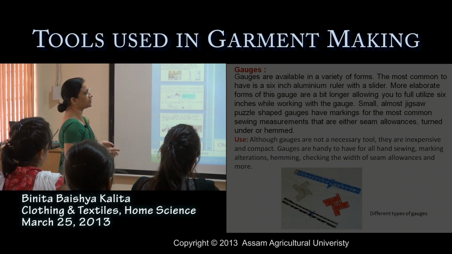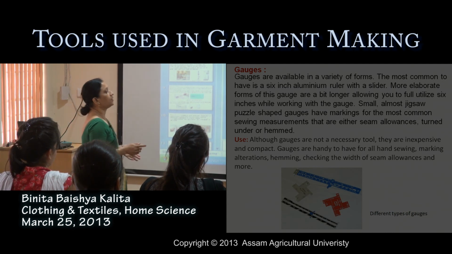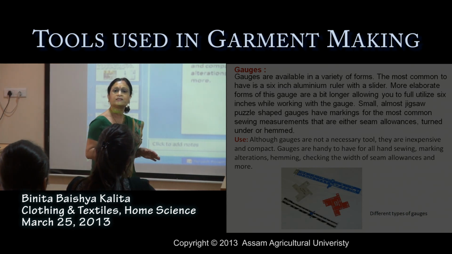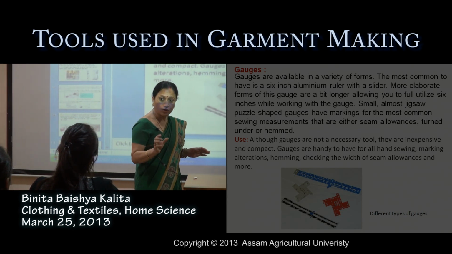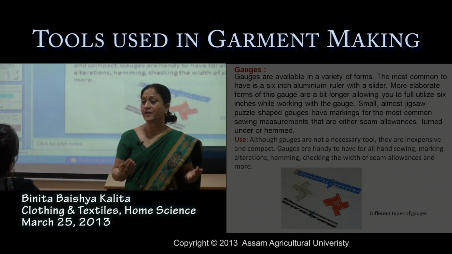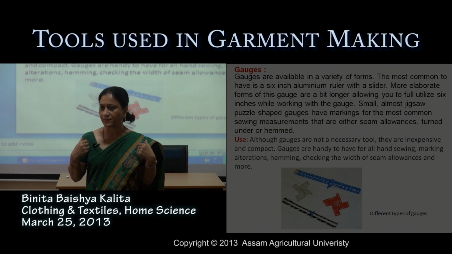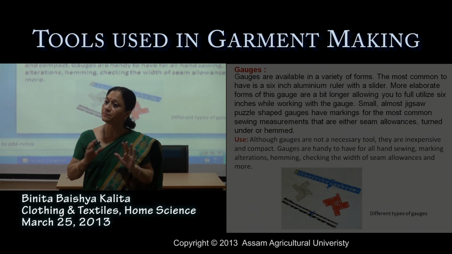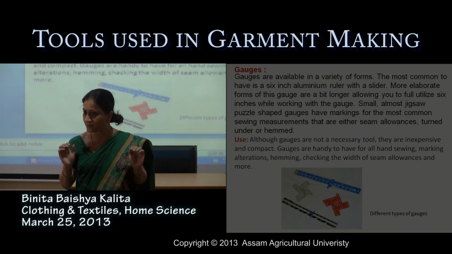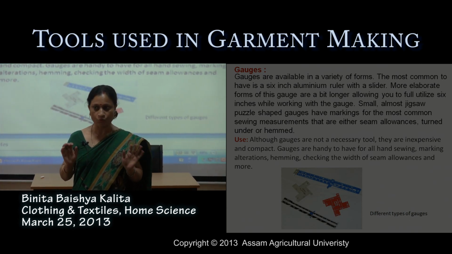So these gauges are used for measuring the hemline and checking the width of small areas of the garment, as well as when you alter any type of garment. That means you bought a ready-made paper pattern. Ready-made paper patterns are available in a standard size, is not it? So that standard size may not fit your body.